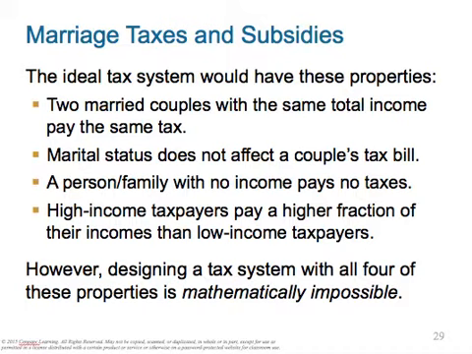A person or family with no income pays no taxes. And high income taxpayers pay a higher fraction of their income than lower income taxpayers, essentially arguing for a progressive tax system. However, designing a tax system with all four of these properties is mathematically impossible. The first two of these four properties relate to horizontal equity, and the last two relate to vertical equity and also progressive taxation.